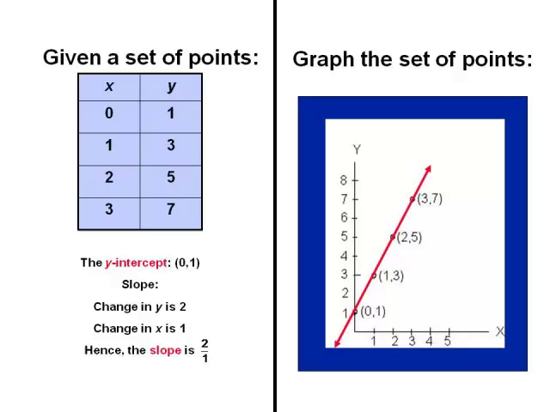Or you can look over here at an actual graph and just find the y-intercept on the graph. Here's where it crosses the y-axis. So y-intercept is (0, 1). And then you can count your slopes. So rise over run, change in y over change in x. You can say, okay, this goes up 2 over 1, 2 over 1, slope of 2.